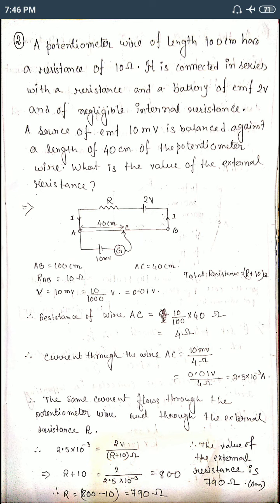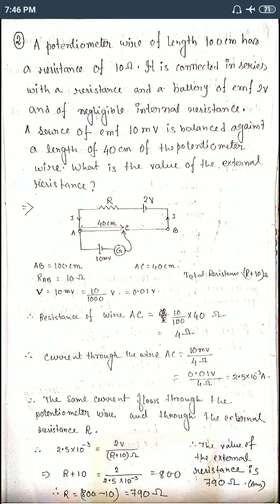And V equals the other source, that is 10 millivolt. 10 millivolt will be converted into volt, that is 0.01 volt. So the length AC is given as 40 centimeter, and the wire AB is 100 centimeter.